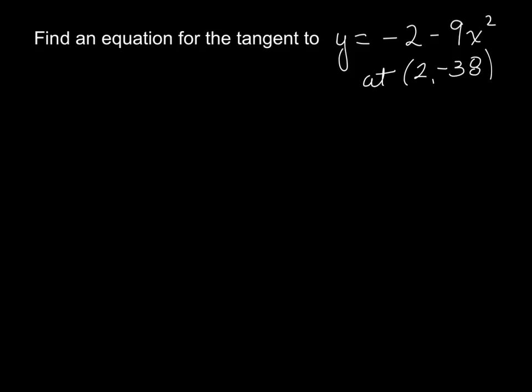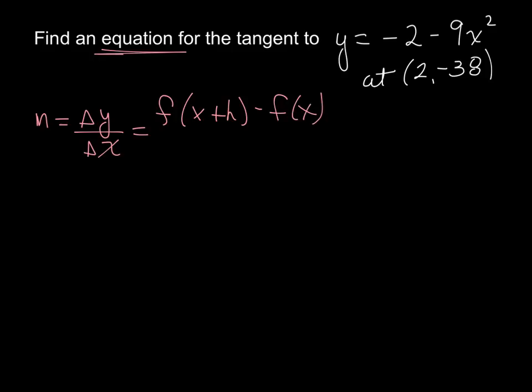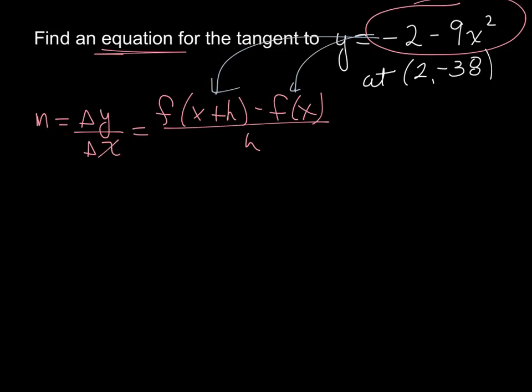Okay, we want to find an equation for the tangent to y equals -2 minus 9x squared at this particular point. So if I want to find an equation, that means I need to find first the slope, where the slope is the change in y over the change in x, or in our case, we're using f of x plus h minus f of x all over h. Okay, the same thing if it's x sub 0, x sub 1, just my variable. So I use this equation is what I'm going to be plugging in here.